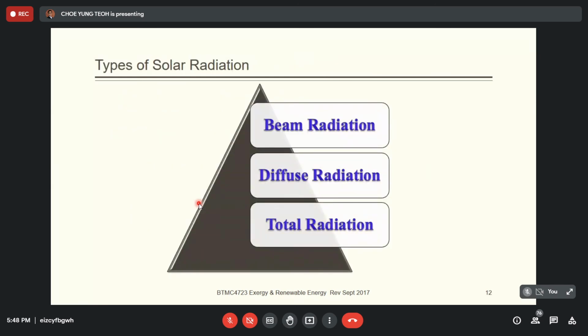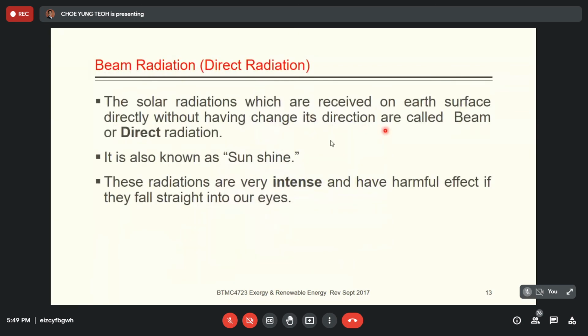Then we talk about the types of solar radiation. We have beam radiation, diffuse radiation, and total radiation. Beam radiation is what I said just now. We call it direct radiation, which comes directly from the sunlight without any change in direction. We also call it sunshine, and this radiation is very intense and has a harmful effect if it falls straight into our eyes. So we call it direct radiation. Remember, there's no change in direction.